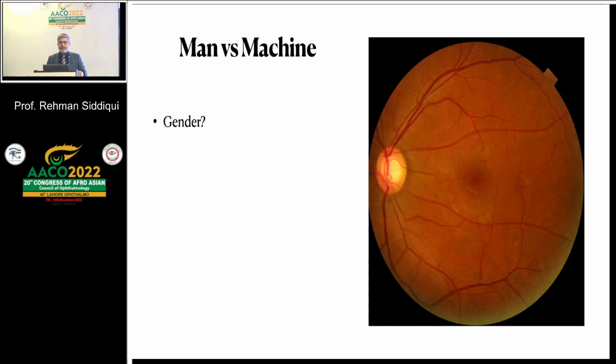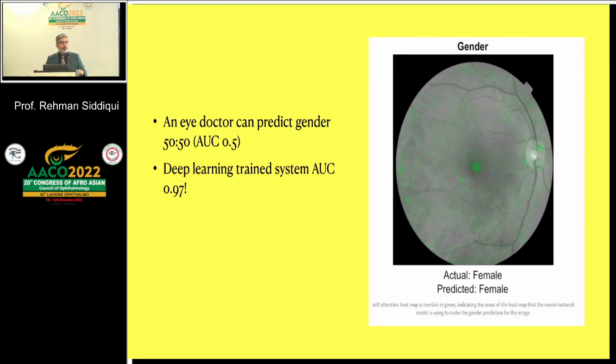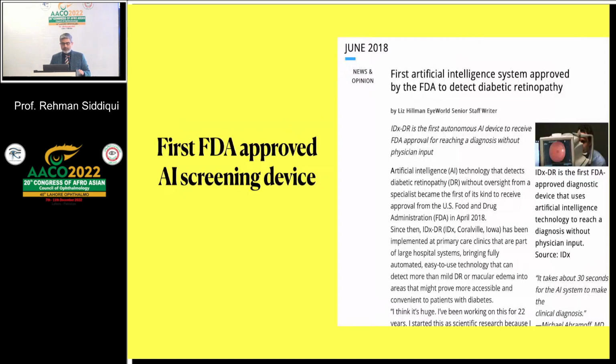Okay, next step. How about gender? Can you look at the fundus image and tell it's a male or a female patient? As ophthalmologists, we can flip a coin and say, well, 50% chance this is male, 50% chance it's female. And this is the deep learning model. The prediction is 97%. It can predict what the gender is. So ophthalmology has always been at the forefront of artificial intelligence.